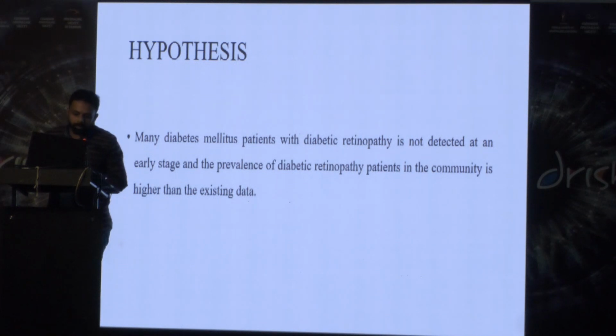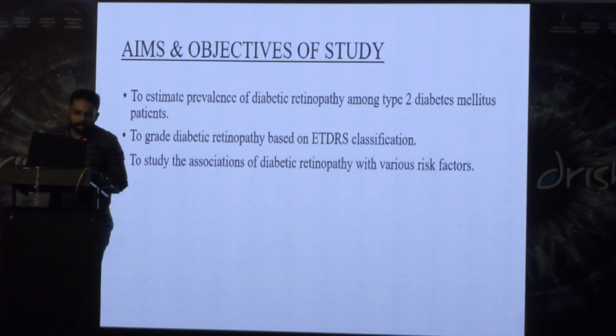Hypothesis: many diabetes mellitus patients with diabetic retinopathy are not detected at an early stage, and the prevalence of diabetic retinopathy patients in the community is higher than the existing data. Aims and objectives of the study: to estimate the prevalence of diabetic retinopathy among type 2 diabetes mellitus patients, to grade diabetic retinopathy based on ETDRS classification, and to study the associations of diabetic retinopathy with various risk factors.